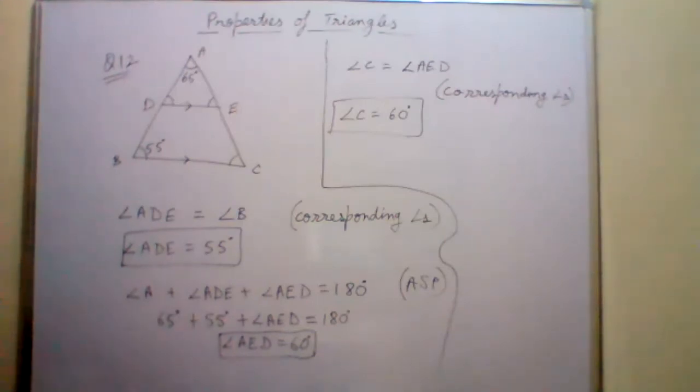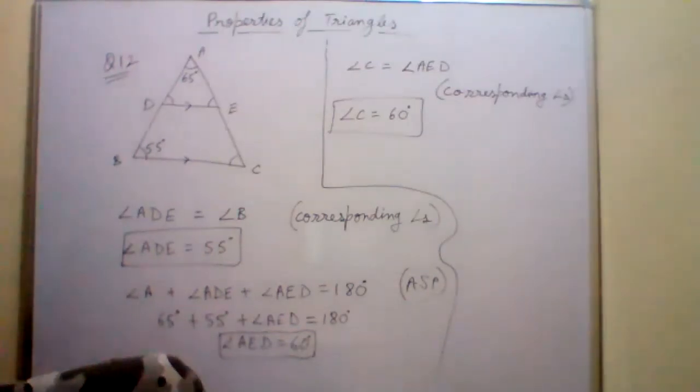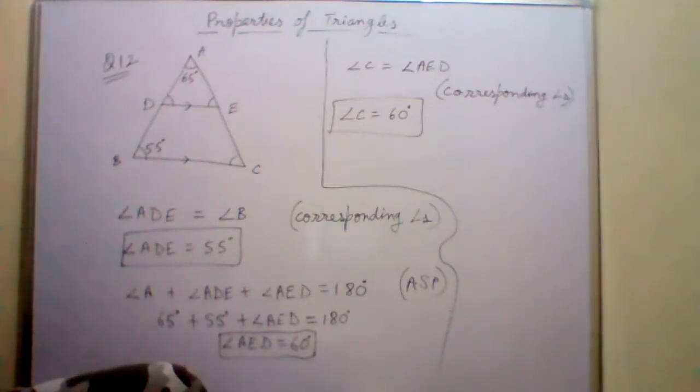Now let us discuss question number 13. Question 13 is to be done in the book only. 13, 14, 15, all the questions are to be done in the book. So question 13. Question 13 says, can a triangle have two right angles? No, not possible, because the sum of all the three angles in a triangle is 180 degrees.